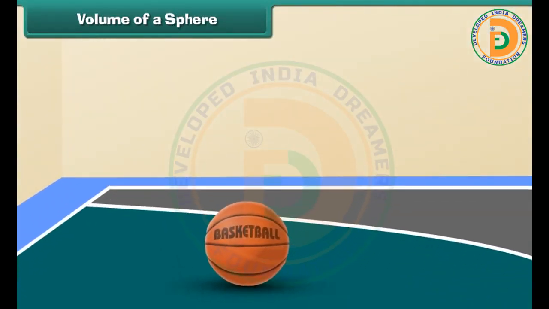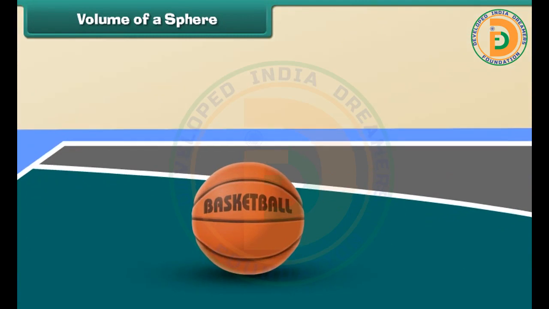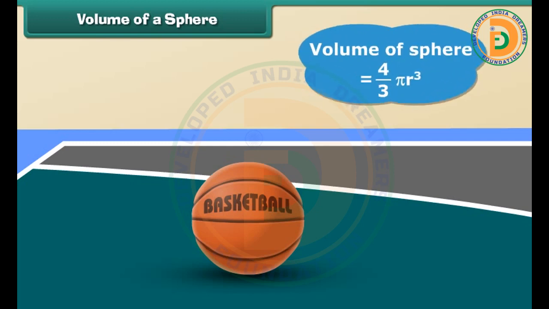What do we call this round ball? Yes, it's a sphere. It looks same from every angle, isn't it? The formula to find the volume of this sphere, V, is 4 over 3 pi r cube.